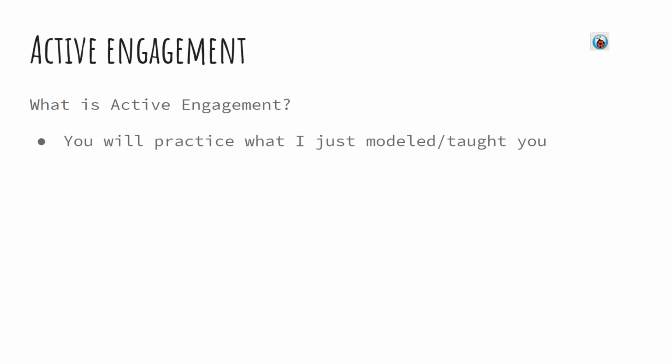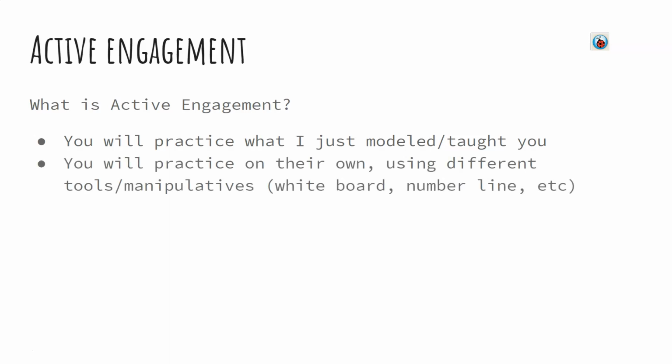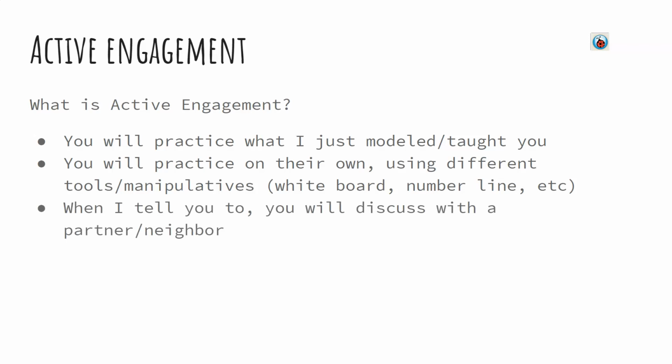You might do this on your journal or on the computer. It just depends on what you're working on. You might use different tools or manipulatives. With digital learning, you might do some virtual manipulatives. And you might have time where your teacher tells you to discuss with a partner. You might do this in a Zoom room, or you might do this live with your teacher where they just call on different people to share their answers.